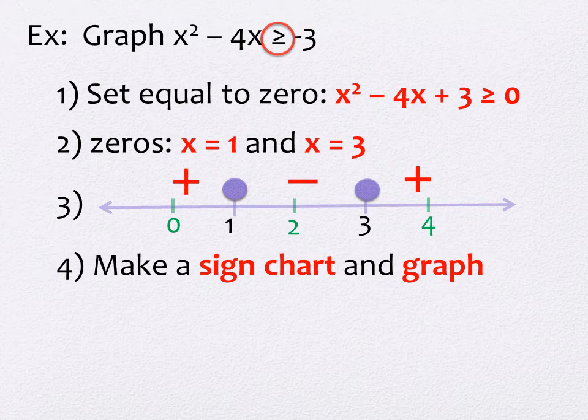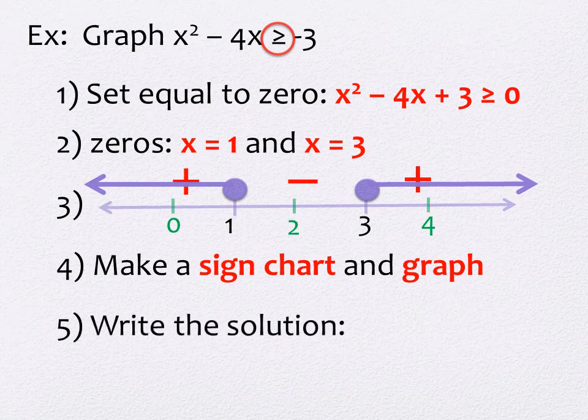Now, what's nice about having the 0 on the right-hand side, you can think of, when is my function greater than 0? When is my function positive? Well, on our sign chart, if you notice, it's all values less than 1 and all values greater than 3. So we point our arrows towards those positive symbols.